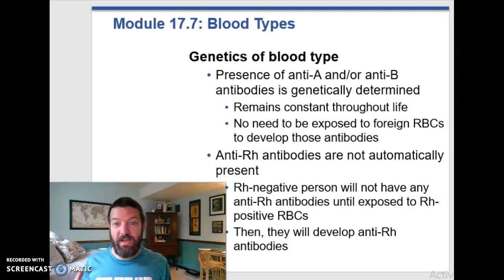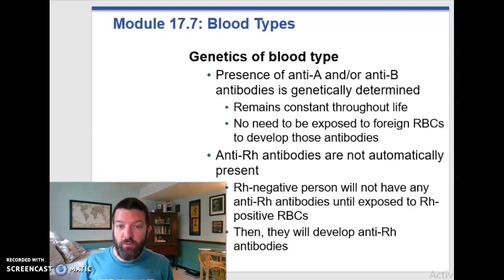Typically, you do not make antibodies for an antigen until you've been exposed to it. So this is a difference that we see with the ABO blood group, in that you're born or very soon after birth, you're making those antibodies. For Rh, it's much more typical of the way that your normal antibody reactions work.